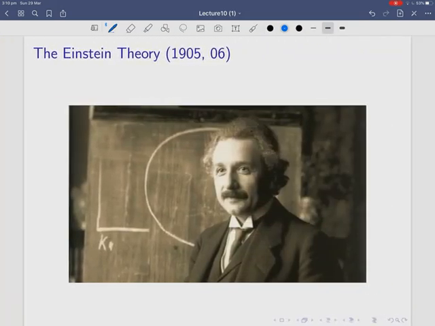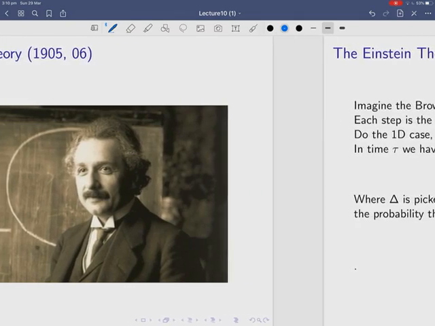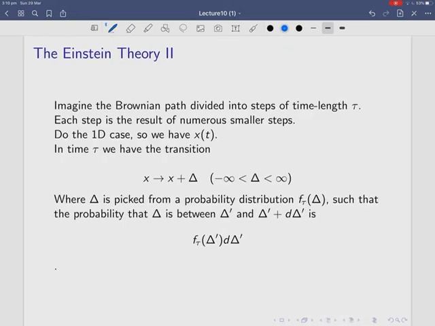The first person to analyse this theoretically, actually one of the early people to analyse this theoretically, was Einstein. The Einstein theory is based on something very, very important in physics, which I tried to emphasize before, which is ignoring the details. So ignore the details. Don't sweat the small stuff.